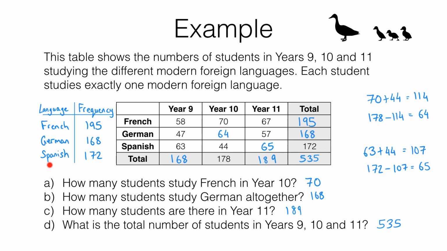So this would be a frequency table like the ones we saw in a previous lesson, and what we've actually got in the two-way table is all of this information, but we've got some extra information as well. We've broken down these totals into Year 9, Year 10 and Year 11 students. So hopefully you can see how the two-way table is like a frequency table but has extra information for you.